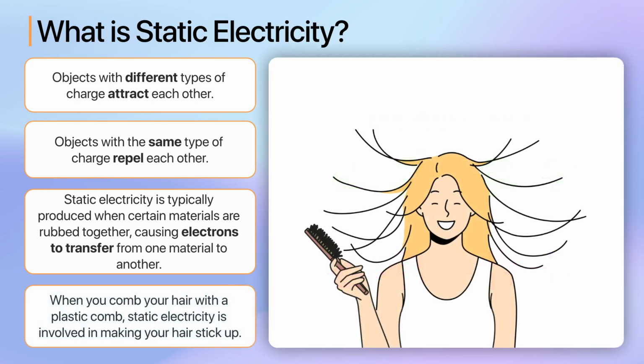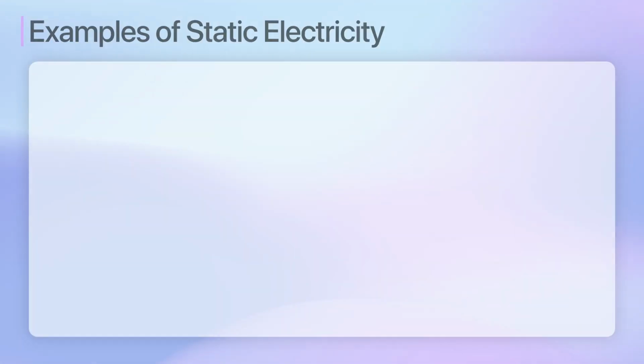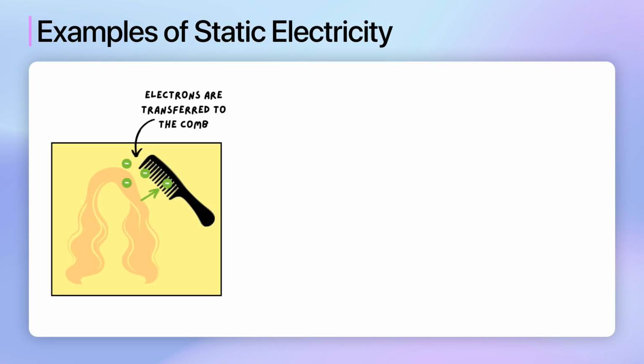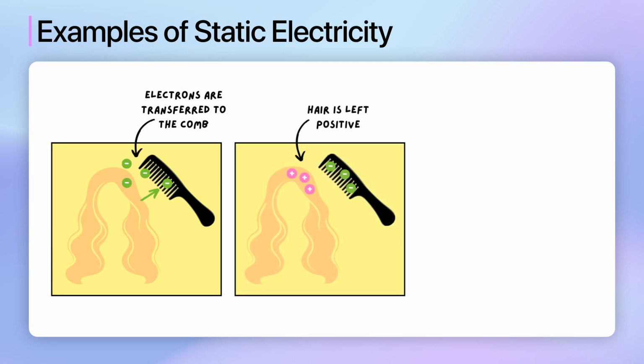This is best explained with an example. When you comb your hair with a plastic comb, static electricity is involved in making your hair stick up. Here's how it works. When the plastic comb rubs against your hair, electrons are transferred from your hair to the comb. This process leaves your hair with a positive charge because it has lost some of its electrons. The comb, on the other hand, now has a negative charge because it has gained electrons.